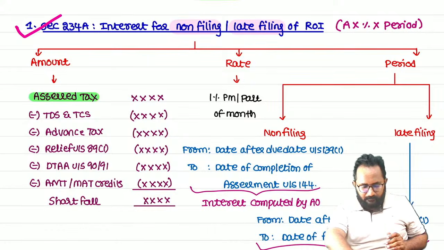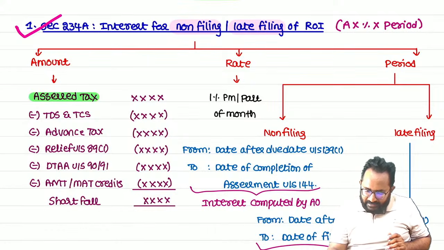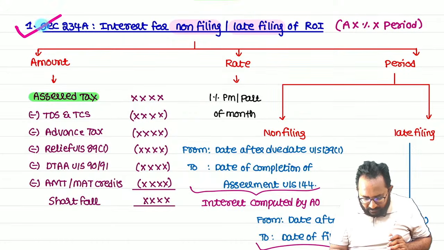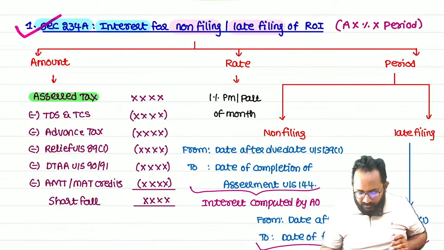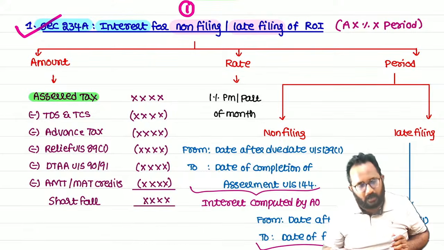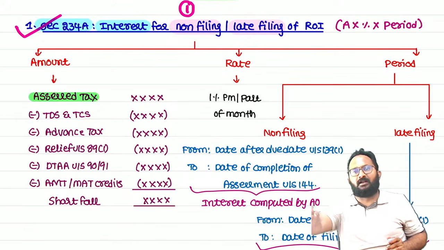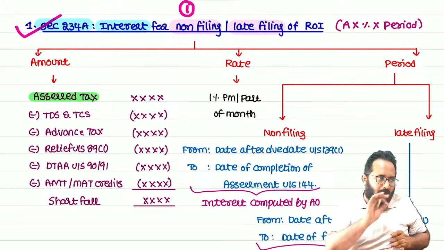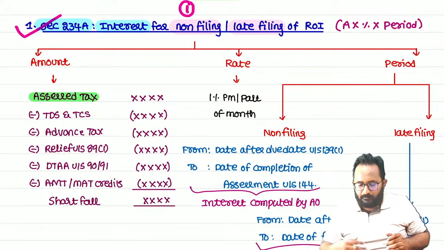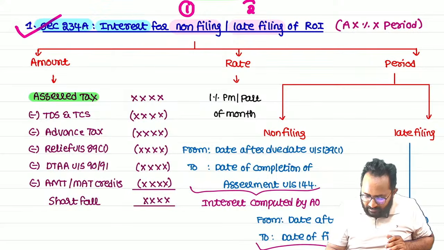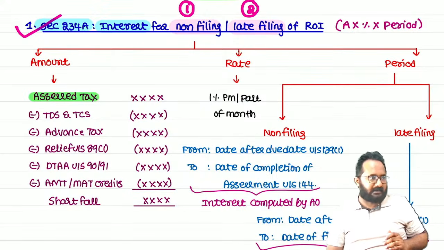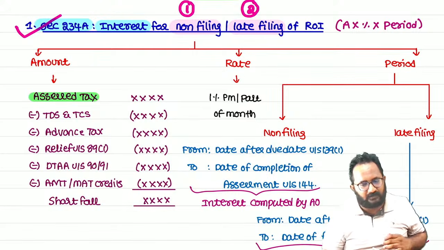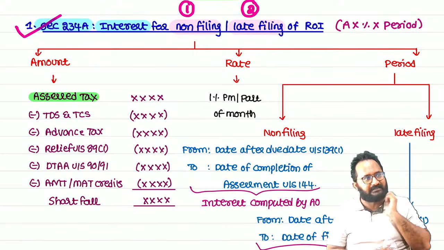Tell me, 234A interest is for what purposes? Interest for non-filing or late filing of the return of income. The first consequence is non-filing: you do not file the return of income at all. The second: you are supposed to file the return on or before the due date, but if you file it late, you still have to calculate the interest. Two consequences. The first is non-filing, the second is late filing.